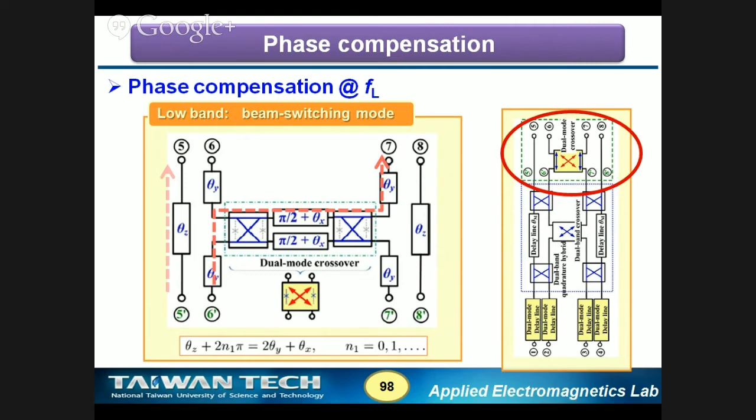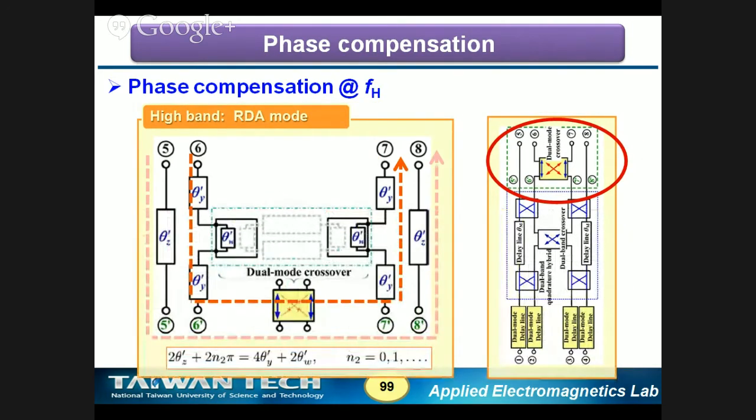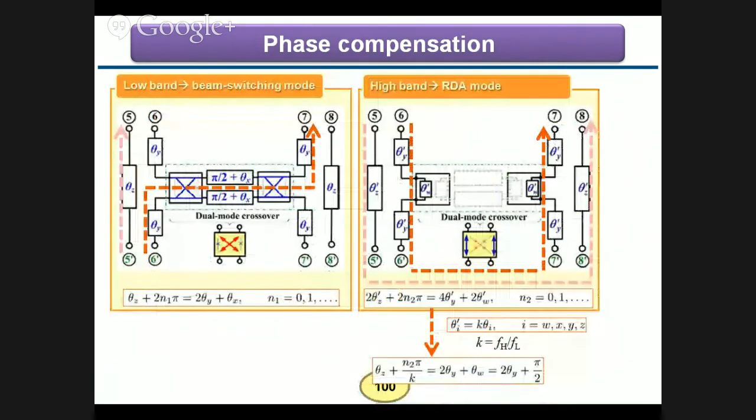Okay, and in the high band, the phase delay due to this delay line and the phase delay due to this delay line, in addition to the additional delay of this crossover, the sum of them should be equal to each other in addition to a multiple integer of 2 pi. So we need a phase compensation, and for this phase compensation, we can have some equations.